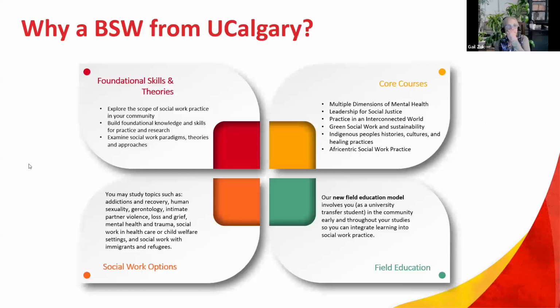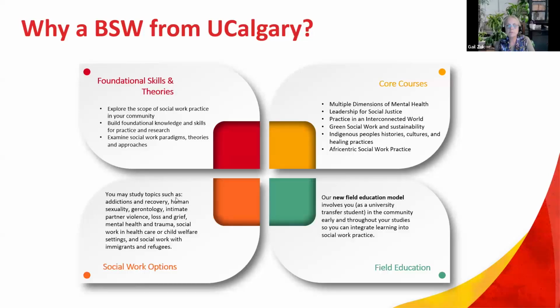So our foundational skills and theories really look at the scope of social work practice. They build on foundational knowledge around research, social work theories, social work approaches, how you work with people across the lifespan. Our core courses include things like multiple dimensions of mental health, leadership, practicing in an interconnected world, green social work and sustainability, Indigenous peoples, and Afrocentric social work practice. So regardless of which program pathway you're going to be applying for, those are your core courses.